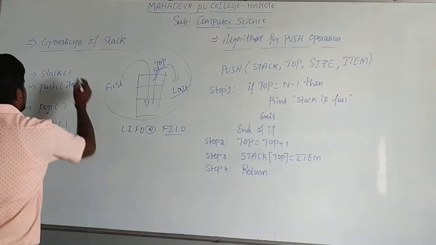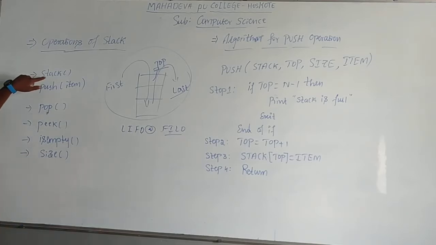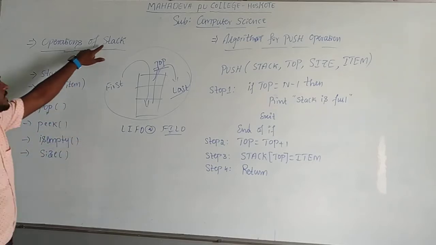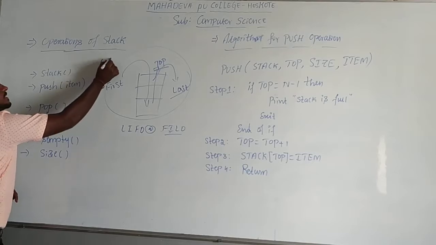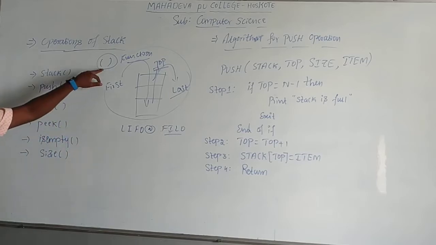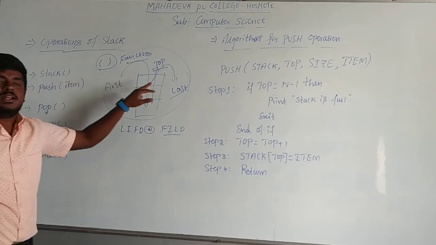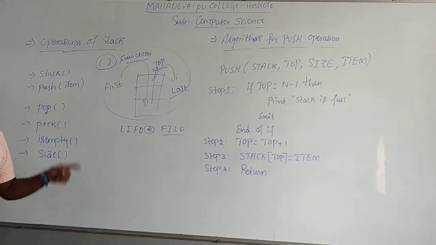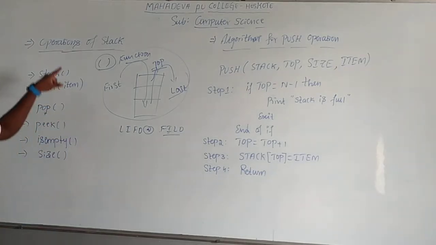Now we have operations on stack. Based on this principle, they discuss some operations: stack, push, pop, peek, isEmpty and size. These are the different operations performed on the stack linear data structure. The parentheses represent a function, which we already discussed in the first year. Whenever we perform any operation on the stack, there should be parentheses along with the operation name, because these are the different operations of the stack.